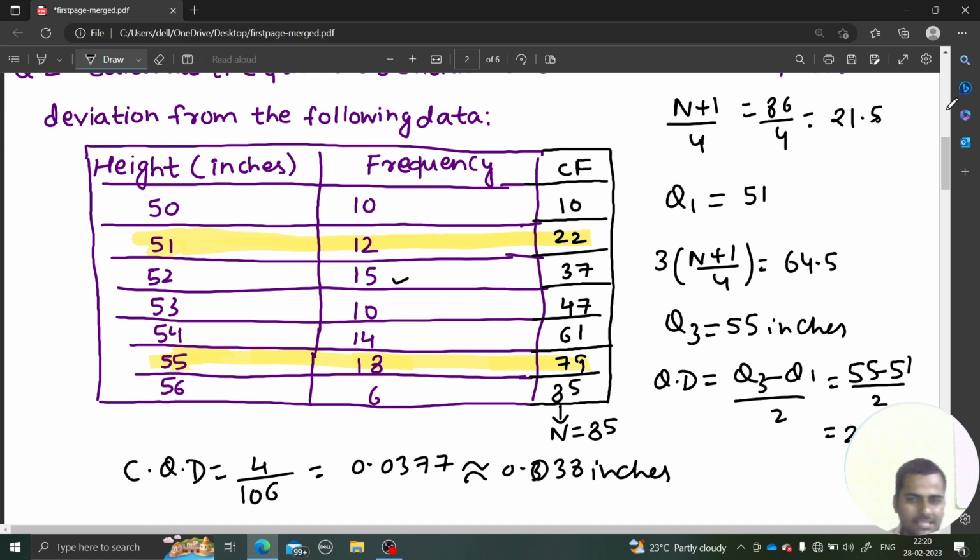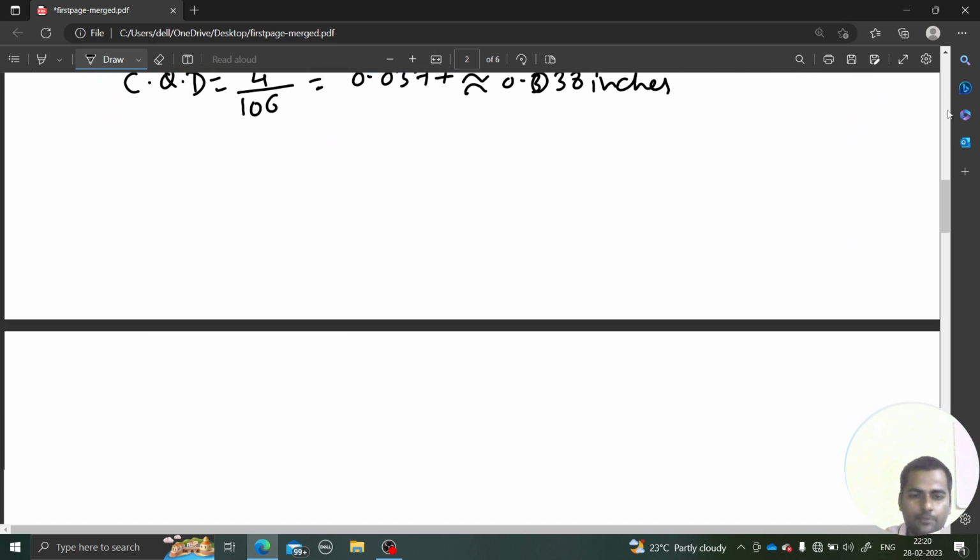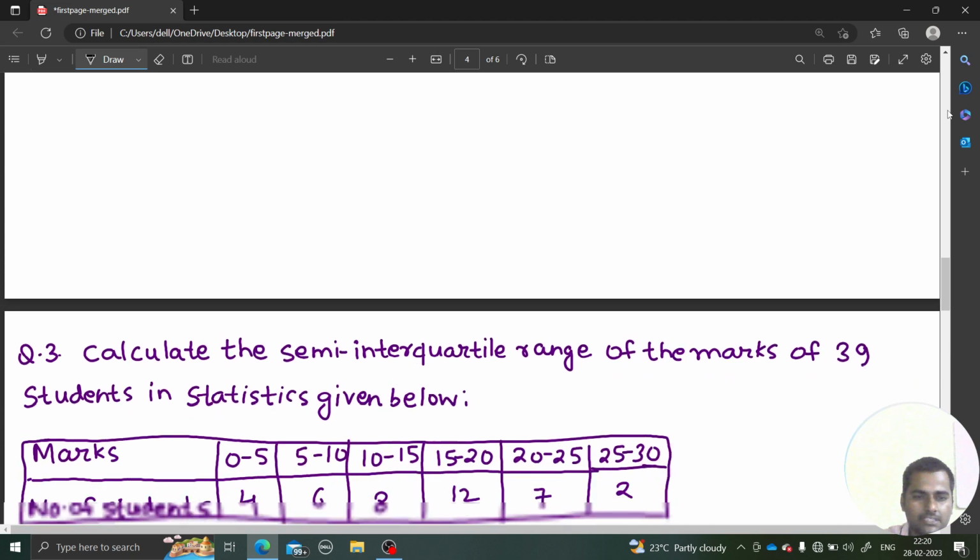Again, to summarize, what we do, we find this factor n plus 1 by 4, whatever it came, just bigger than that 22 came, corresponding to 22, 51 was there, so 51 was Q1. Again 3 times n plus 1 by 4, this it came. Now first of all bigger than 64.5, so that came 79, corresponding to 79 it was 55, so that was our Q3. Now moving to third type of data, which is this.